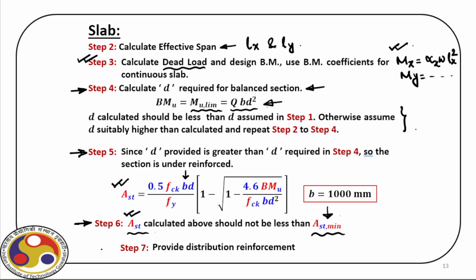Then finally, in the step 7, we have to provide distribution of this reinforcement. Right. So these are the fundamental steps that we have to follow. We'll take some example and we'll see how we can evaluate the amount of steel we require and how we distribute them along the span of the slab to take care of the bending in the dominant direction.